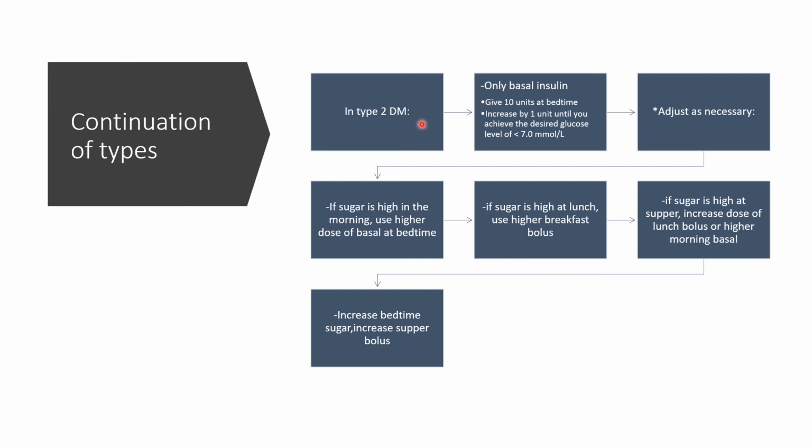In type 2 diabetes mellitus, we use only basal insulin. We can give 10 units at bedtime and increase by 1 unit until we achieve the desired glucose level of less than 7.0 millimoles per liter. But we should be careful. We are not looking for less than 4 millimoles per liter, right? We will adjust as necessary.